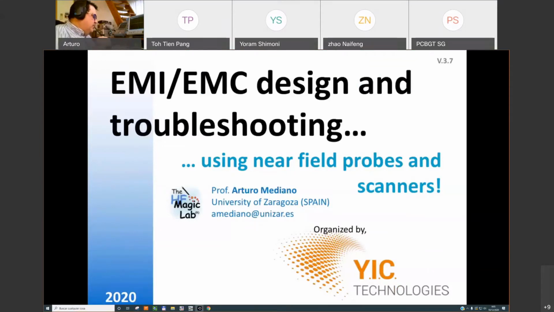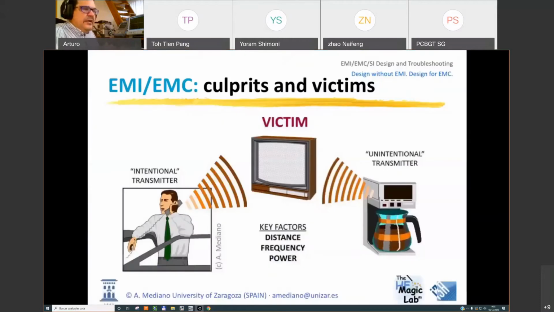So today we will be working with near-field scanners, considering that you are interested in this problem. You have something that is called the victim, something that is receiving electromagnetic energy from some kind of culprit that can be intentional or unintentional. Intentional transmitters typically are systems that, for example, have some kind of radio frequency antenna or some kind of radio frequency activity that is desired. For example, you have a walkie-talkie or you have a telephone, you have one antenna and you are interested in radiating energy to the environment. This energy can arrive to a victim and can create the failures.